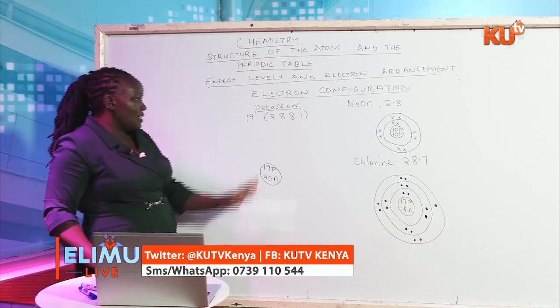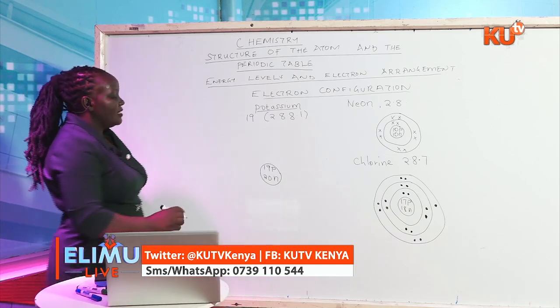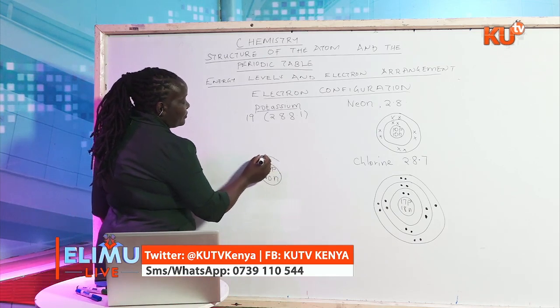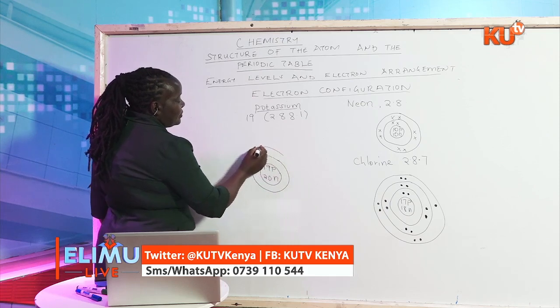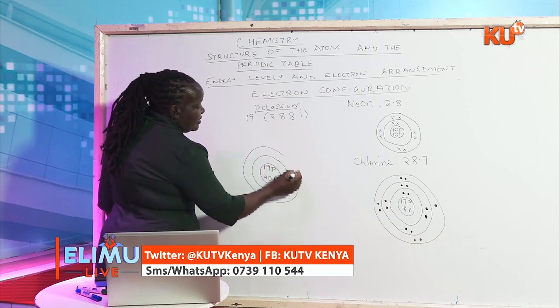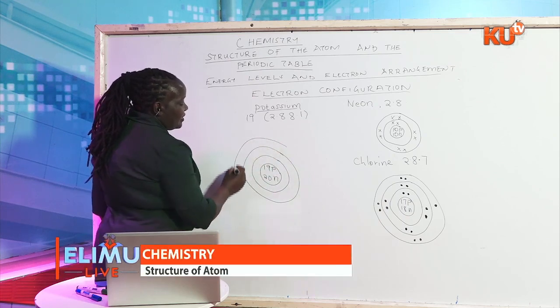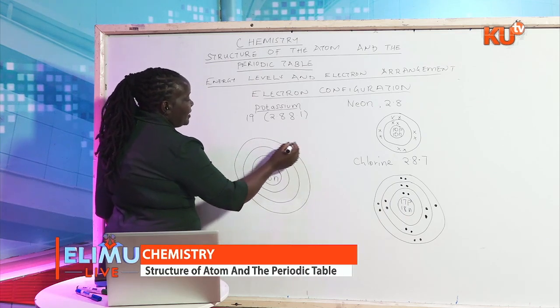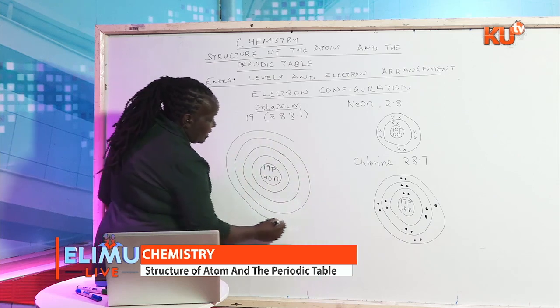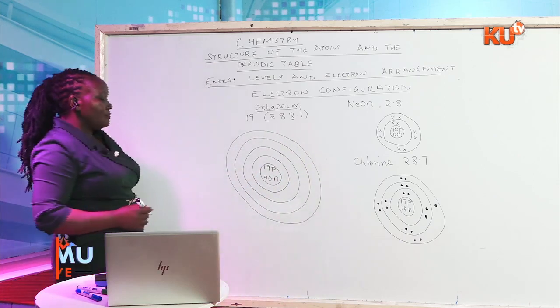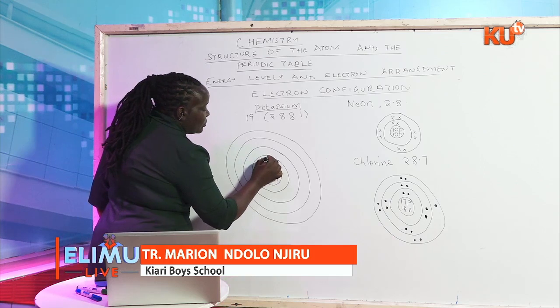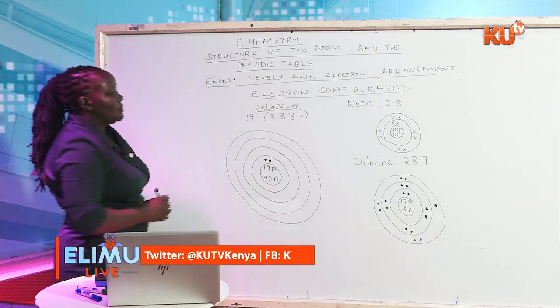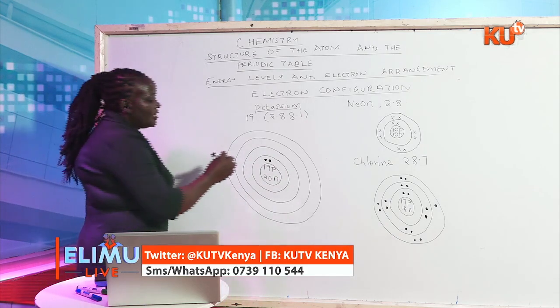And then the electrons are occupying 4 energy levels. So we have the first energy level, the second, the third, and then we have the fourth energy level. So the first one accommodates or carries 2. So we have 1, 2. The second, 8.